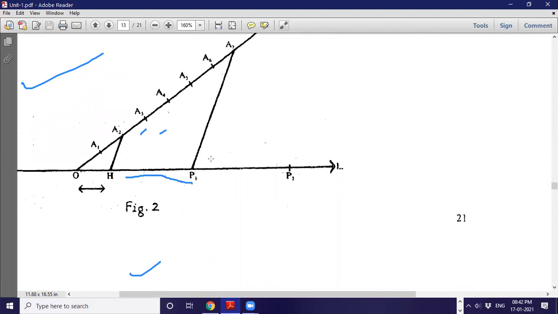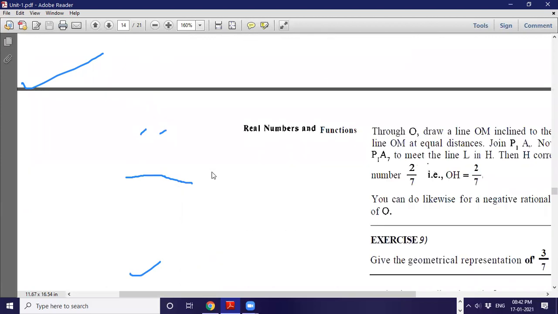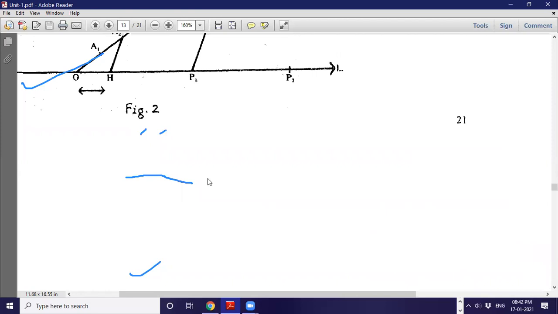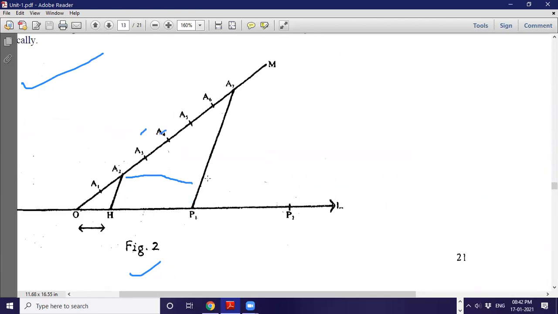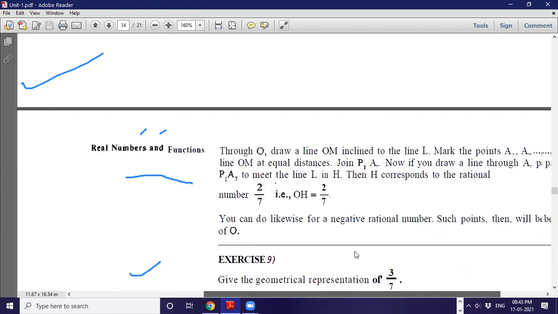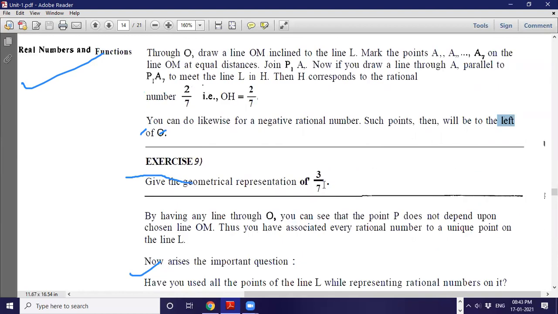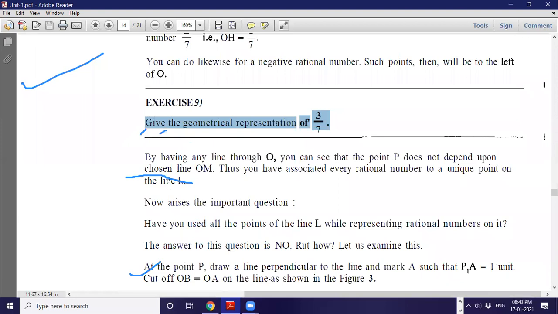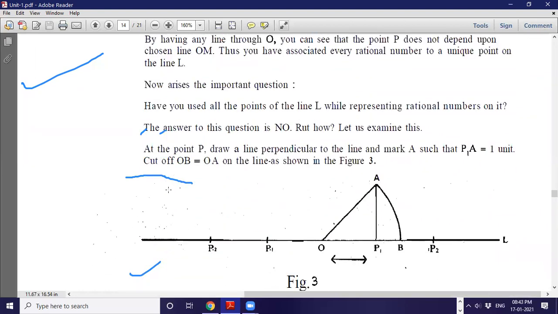Okay, this line. So ultimately you have got OH. OH is 2 by 7. So you try to do it for minus 2 by 7. You try to represent it. Similarly, you try to represent T by 7. You can do it.